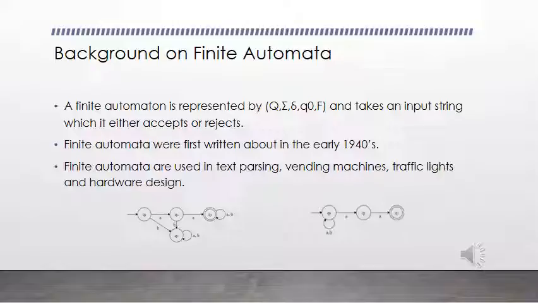A finite automaton is represented by a set of states, a set of symbols, a transition function, a starting state, and a set of final states, and it takes an input string which it either accepts or rejects. Finite automata were first written about in the early 1940s and are used today in text parsing, vending machines, traffic lights, and hardware design. The image on the left is a simple DFA which accepts all strings that start with two A's, while the image on the right is an NFA that accepts all strings that end with two A's.